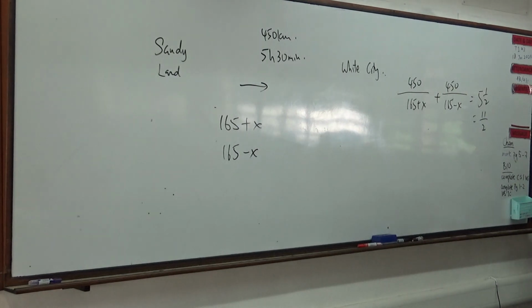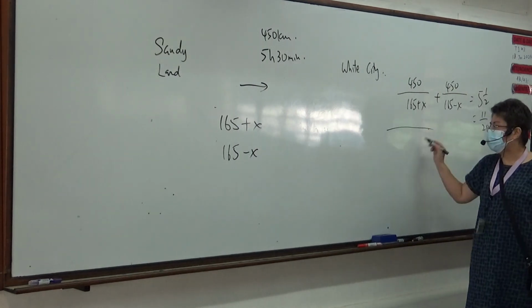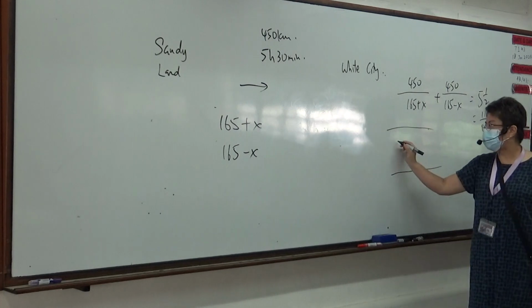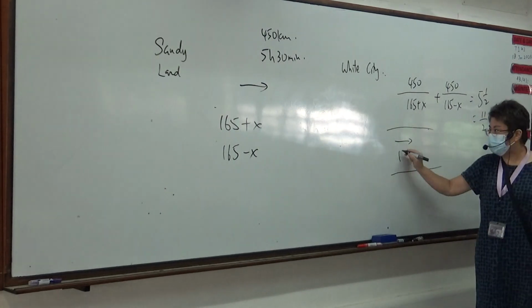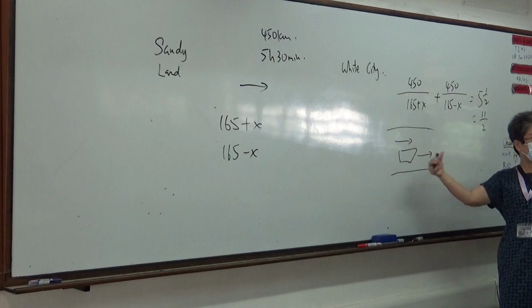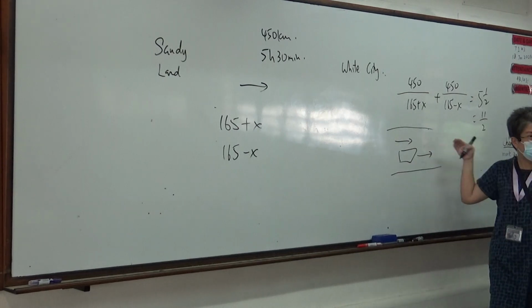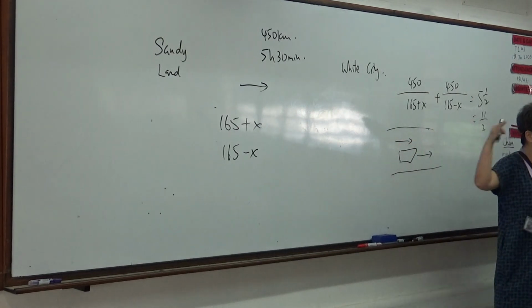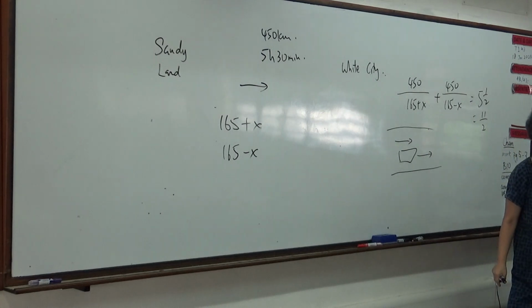So are you clear? Now, let's say there's a river, and there's a current. If the boat goes this way, you must add the current speed. What if the boat goes this way? Then if you go against the current, you must minus off the current. Do you understand? So this is something that I need to tell you.